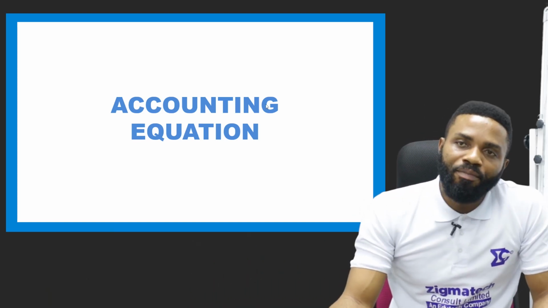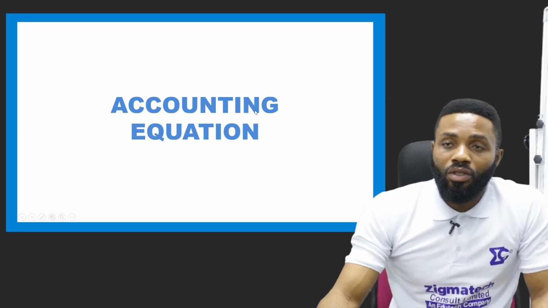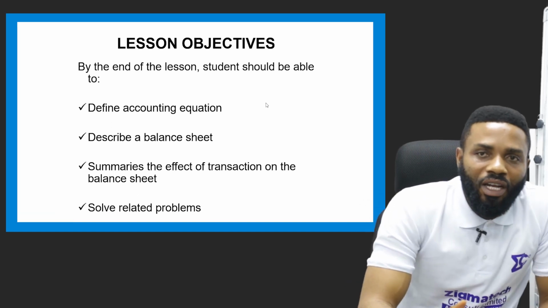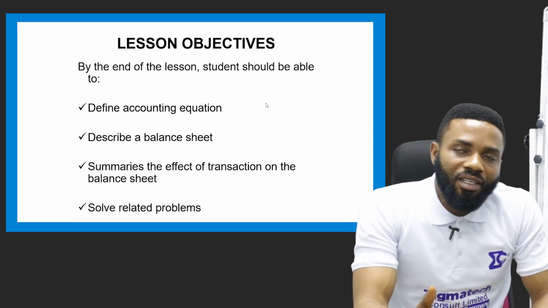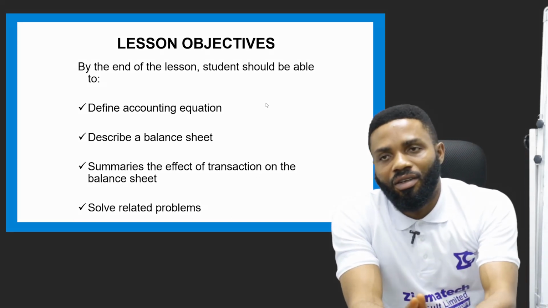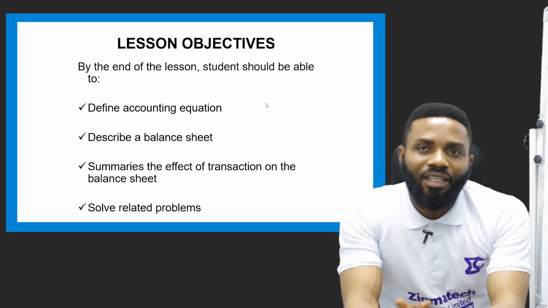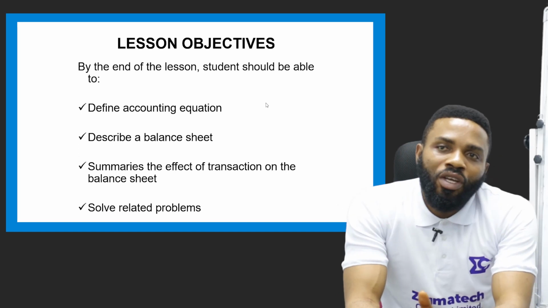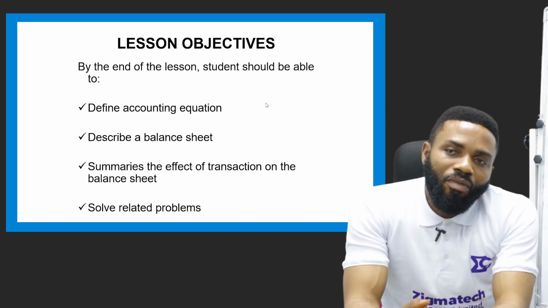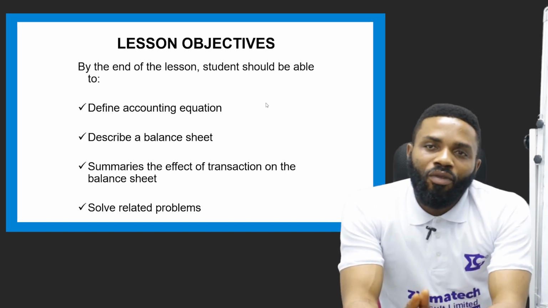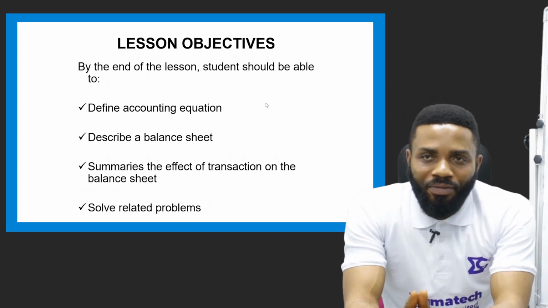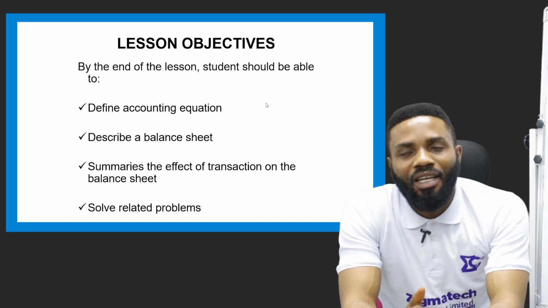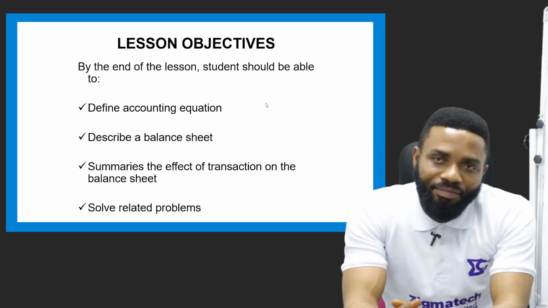But before then, let's peep through what will serve as guide to today's lesson, what I call the objective of today's lesson. What are we looking at? At the end of the lesson, what do we intend to achieve? Number one, we want to see if we'll be able to define accounting equation. Can we define accounting equation at the end of this lesson?